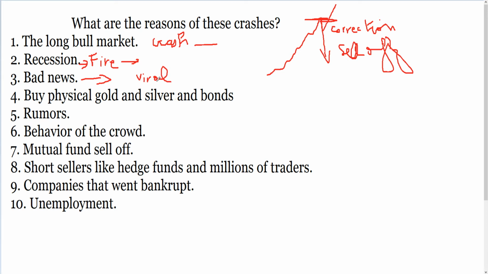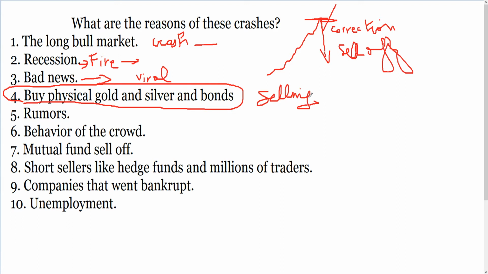Now when people begin to sell because of these things, they go to buy physical gold and silver and bonds. This is what people do when we have a problem in the stock market. When they begin to hear about a crash of the stock market, they take their money from the market. It means there is selling. This action is selling shares in the stock market, and they go and buy physical gold, silver and bonds.